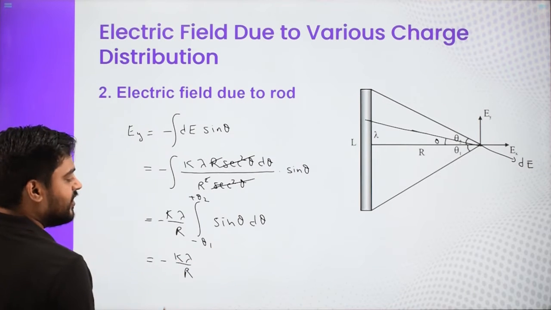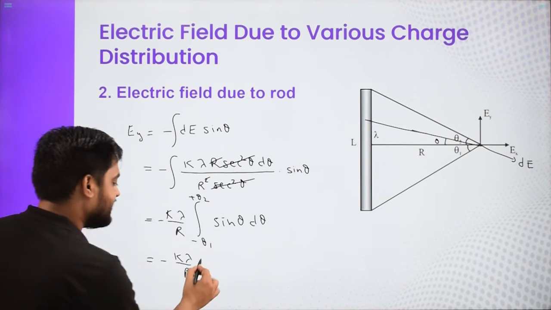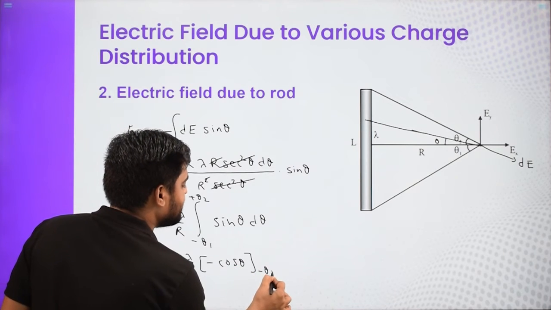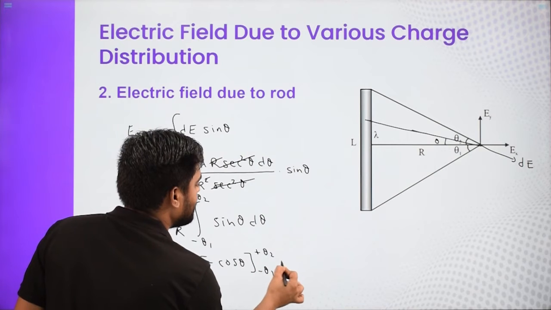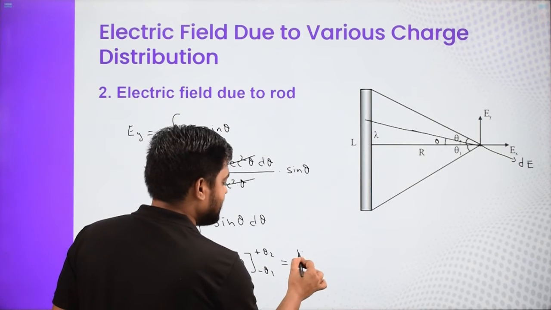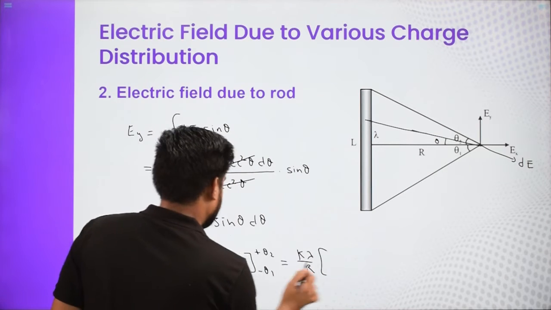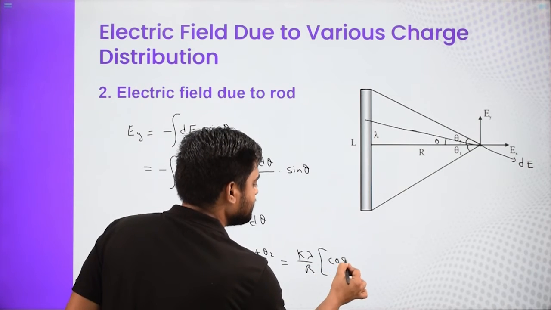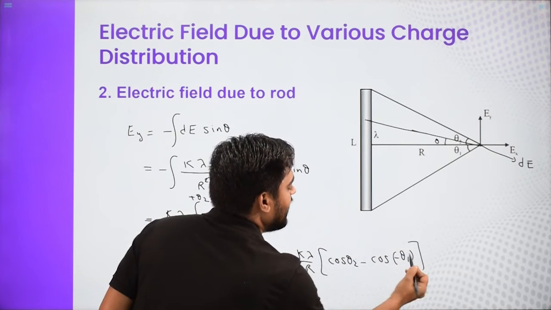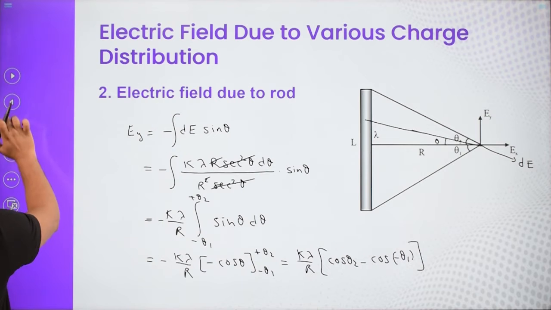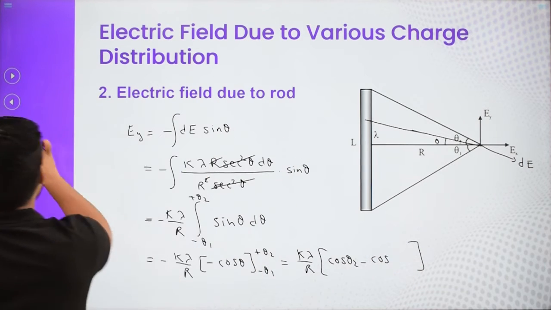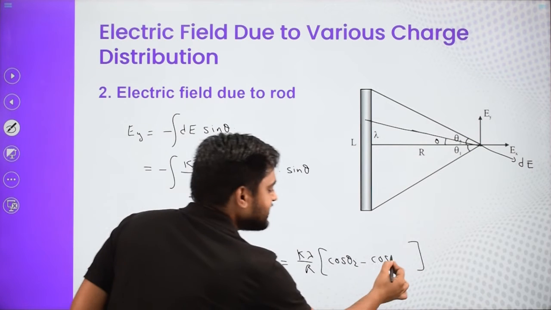What is the limit? So what is the integration of sin theta? It is minus cos theta. And limit is again minus theta 1 to plus theta 2. Put the limit and we get this minus and minus I am taking out. So it becomes k lambda by r cos theta 2 minus cos of minus theta 1. And what is cos minus theta 1? Cos of minus theta is simply plus cos theta. So we can write that this is cos theta 1.